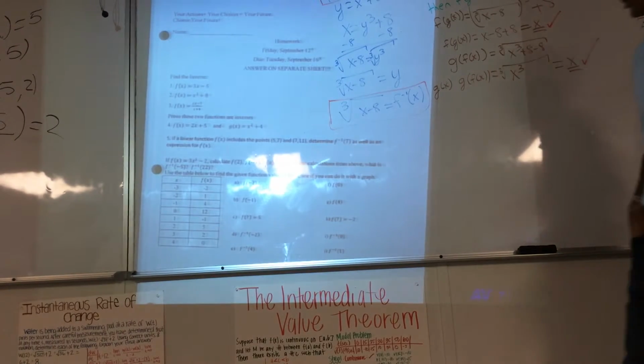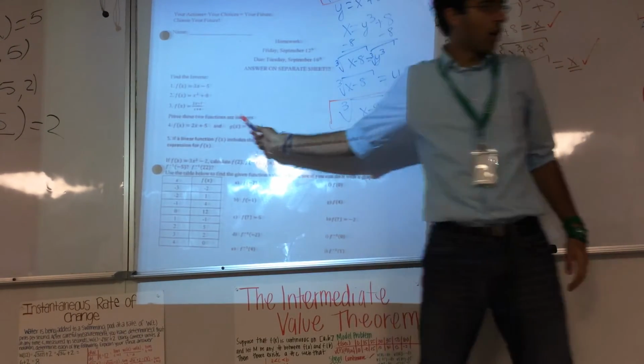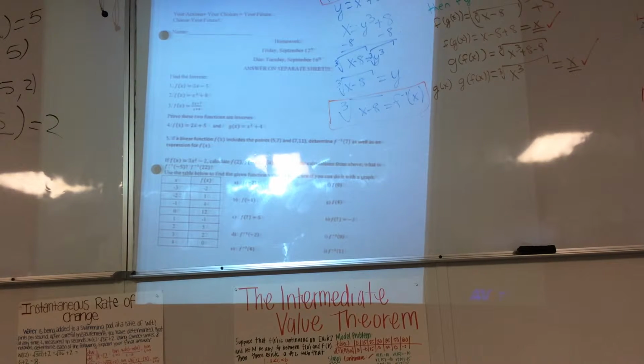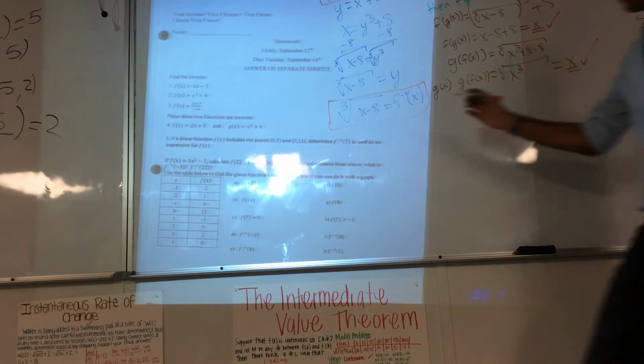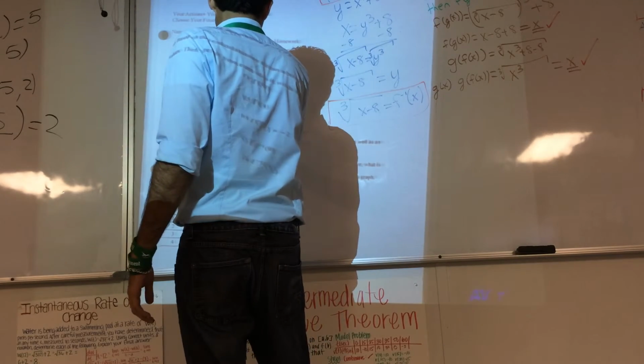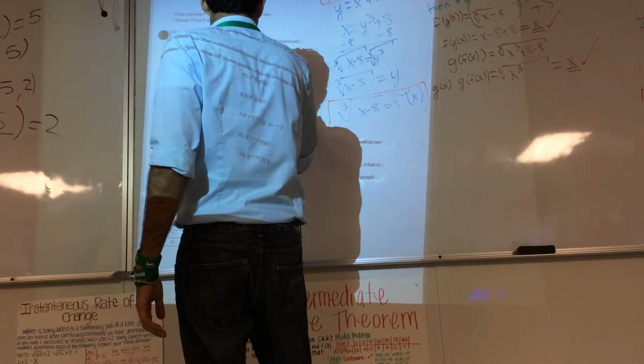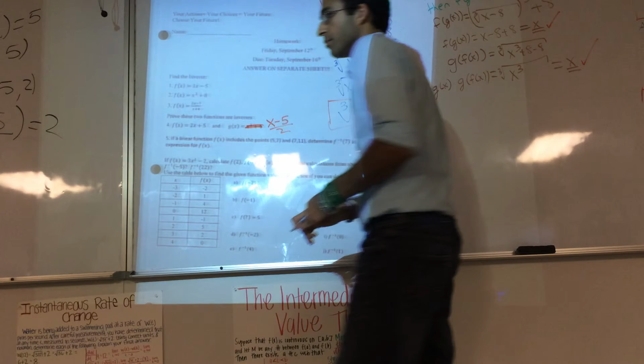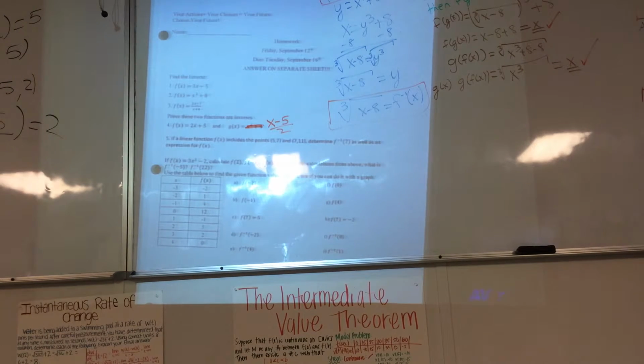Cool. So let's make one change on the homework. Just on this problem right here. On that problem right there, go ahead and rewrite g of x as x minus 5 over 2.